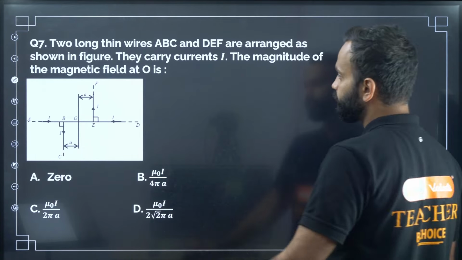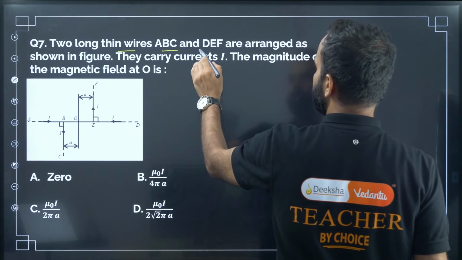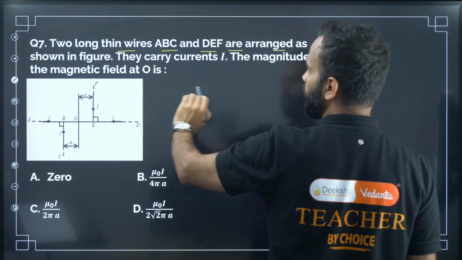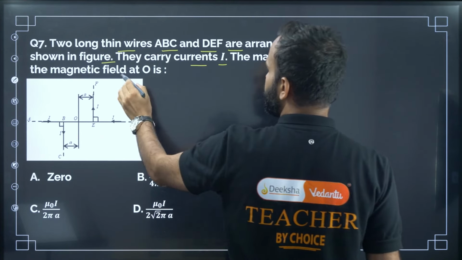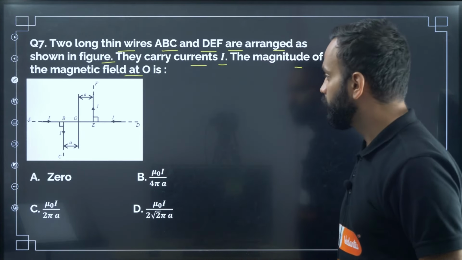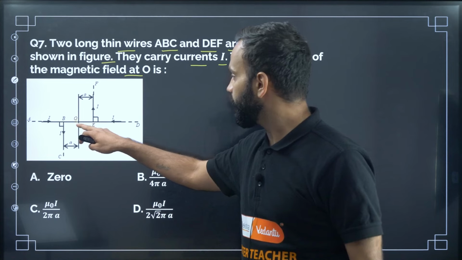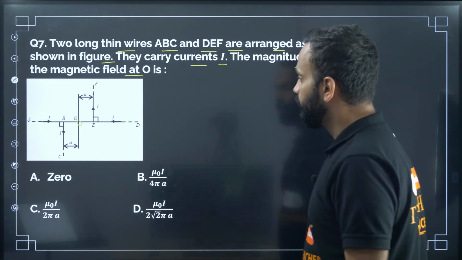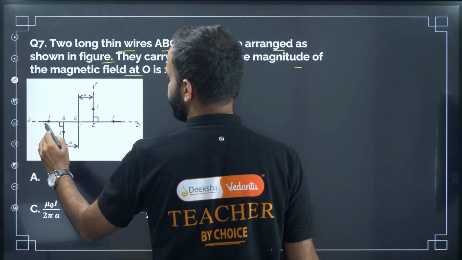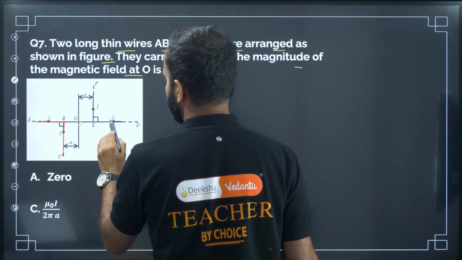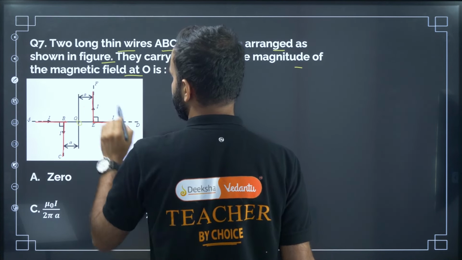Question number 7. Two long thin wires ABC and DEF are arranged as shown in the figure. They carry currents I. We need to find the magnitude of the magnetic field at O. So this is one wire and the other wire.